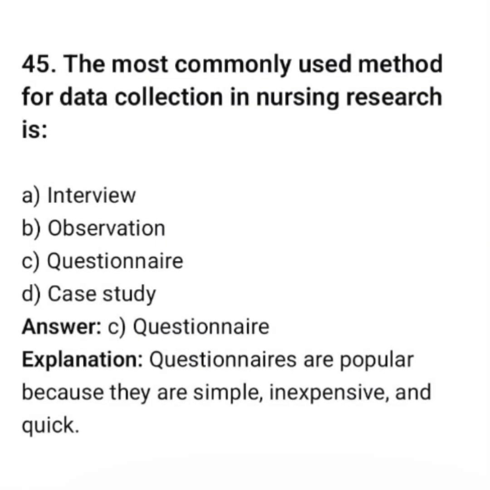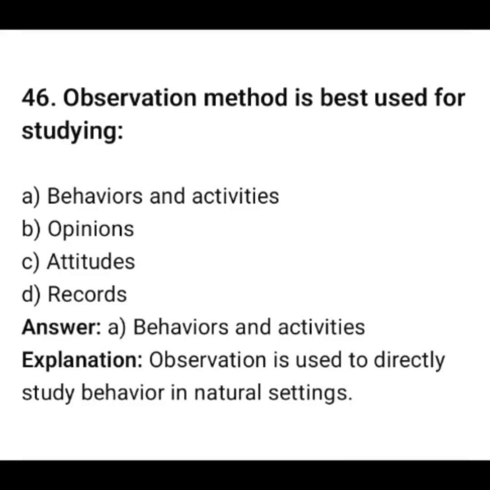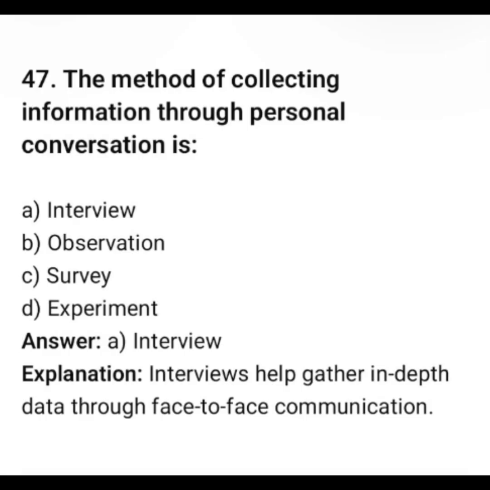The most commonly used method for data collection in nursing research is: interview, observation, questionnaire, case study. The correct answer is option C, questionnaire. Questionnaires are popular because they are simple, inexpensive and quick. Observation method is best used for studying: behaviors and activities, opinions, attitudes, records. The correct answer is option A, behaviors and activities. Observation is used to directly study behavior in natural settings. The method of collecting information through personal conversation is: interview, observation, survey, experiment. The correct answer is option A, interview. Interview helps gather in-depth data through face-to-face communication.